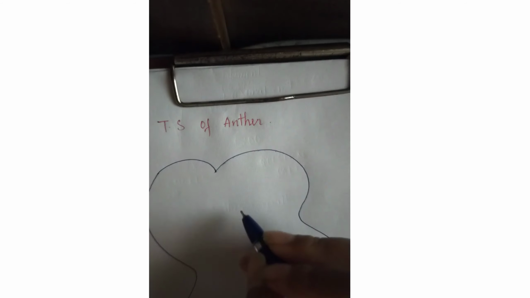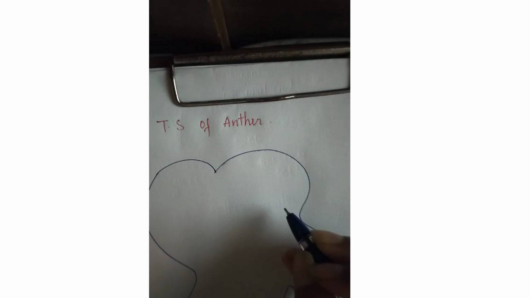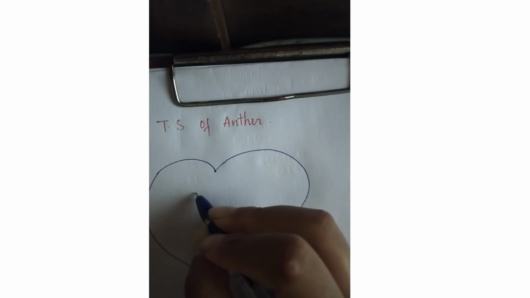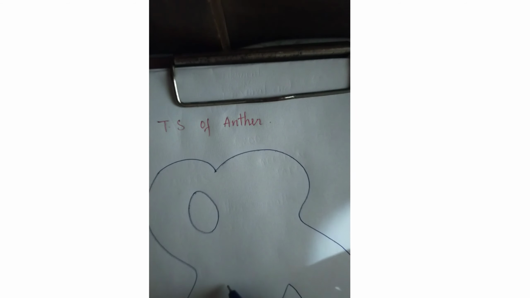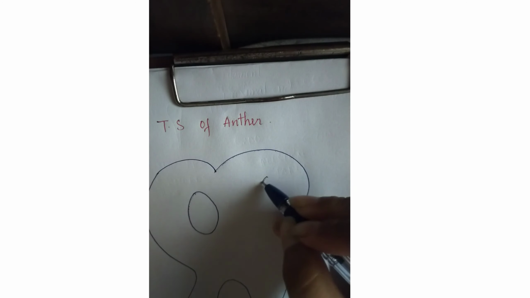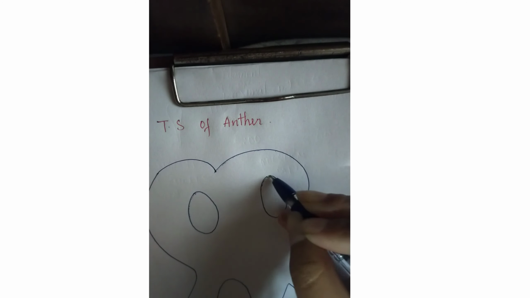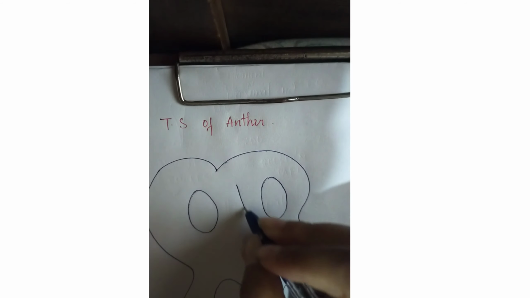So, in a bilobe anther, this is a bilobe anther. In one lobe of the anther, there are two microsporangia. And then in the other lobe, there are again two microsporangia. And this is the connective.